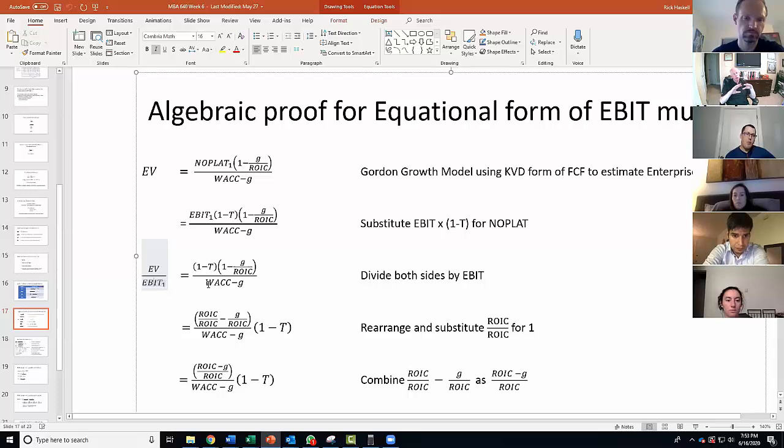Think back to the DuPont identity for calculating return on equity. You know, return on equity is net income divided by total equity, right? Well, we also know it's profit margin times total asset turns times the equity multiplier. The disaggregated form of ROE is seen through the DuPont identity. The disaggregated form of an EV/EBIT multiple is seen through the KVD formation.